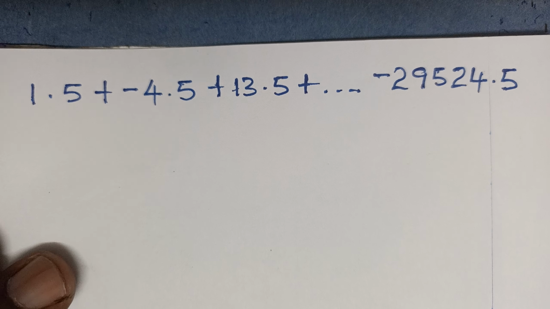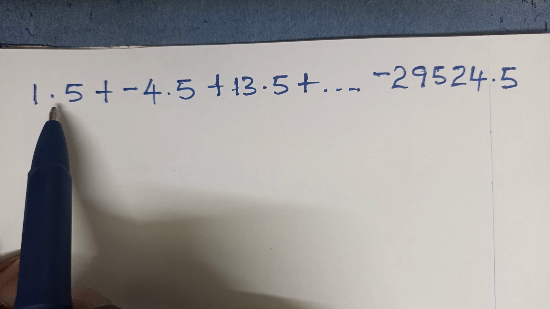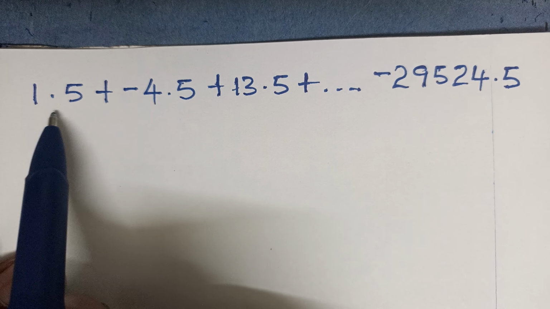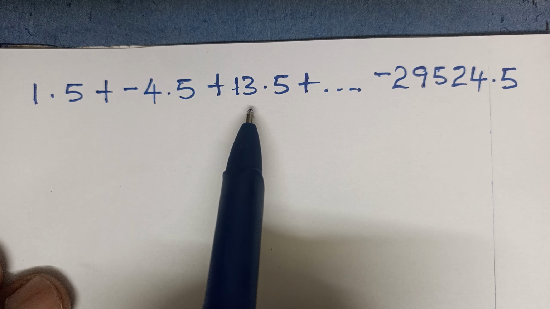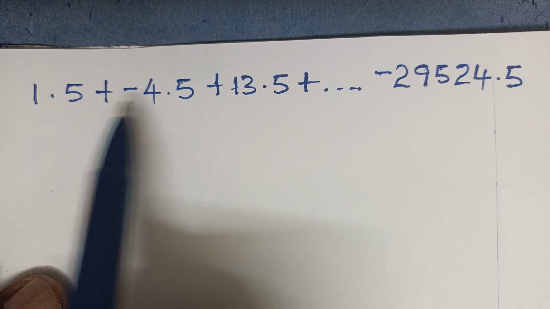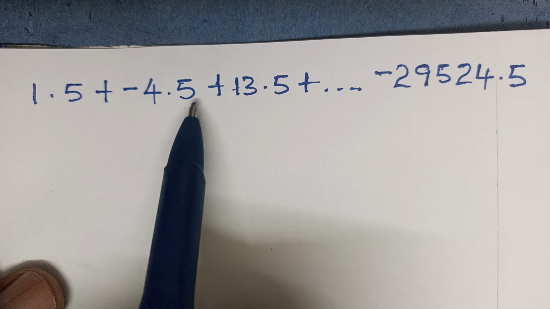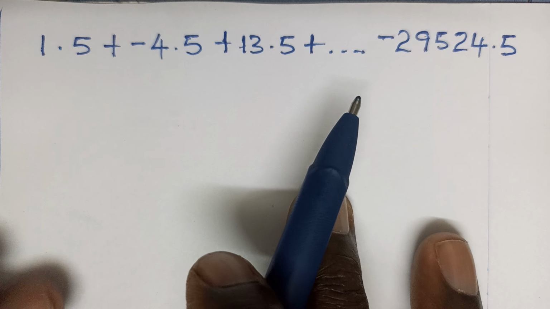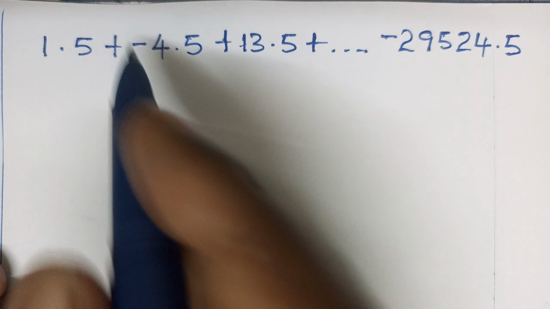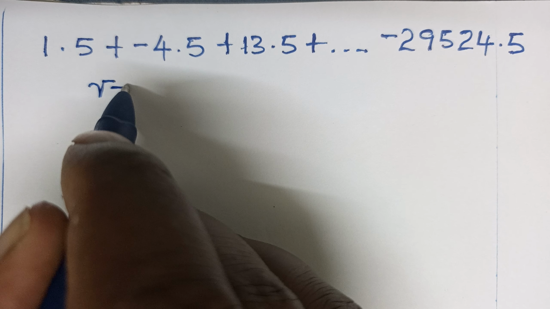The first thing we establish is whether it's a GP or an AP. For an AP it is very easy because it has a constant difference. That is, if we check these three, they would have a constant difference. But as you can see, there is no constant difference because this gap seems larger than this one. Therefore, we divide 4.5 by 1.5. This comes to 3. So we say R is equal to 3.